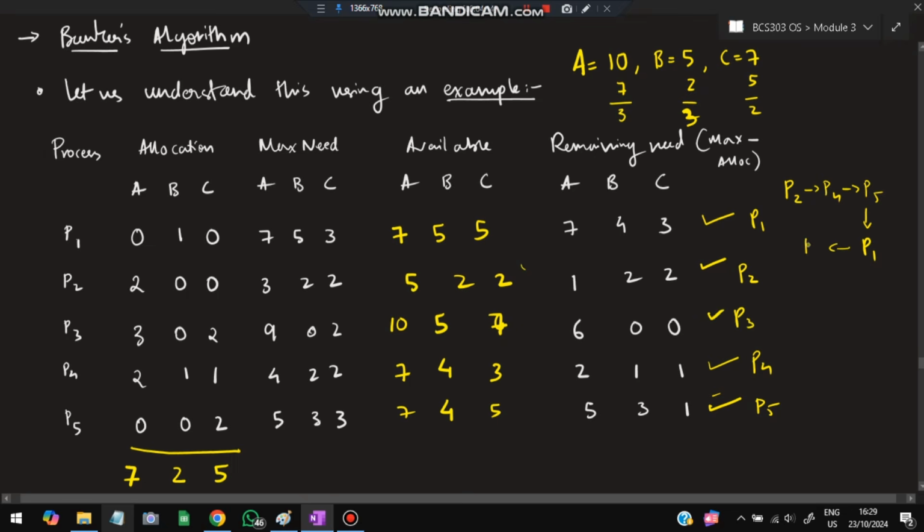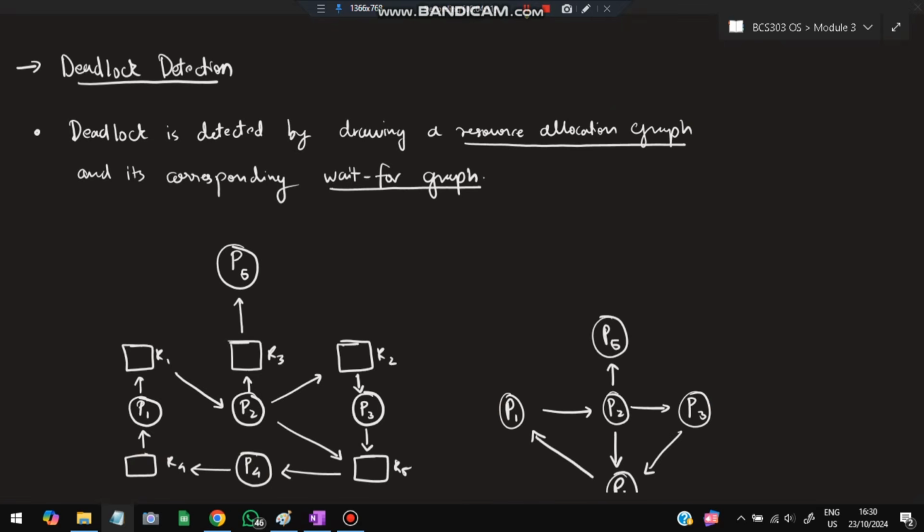Okay, so this is a sequence. If in this particular scenario they go using this available resource and allocation, if P2 requests first, then P4, then P5, then P1, then P3, then deadlock will not happen. This sequence is called a safe sequence.